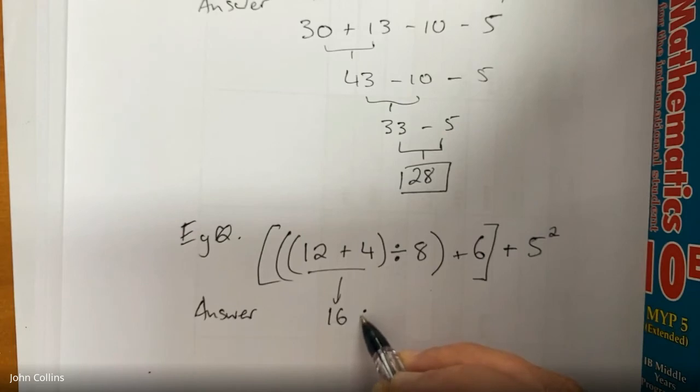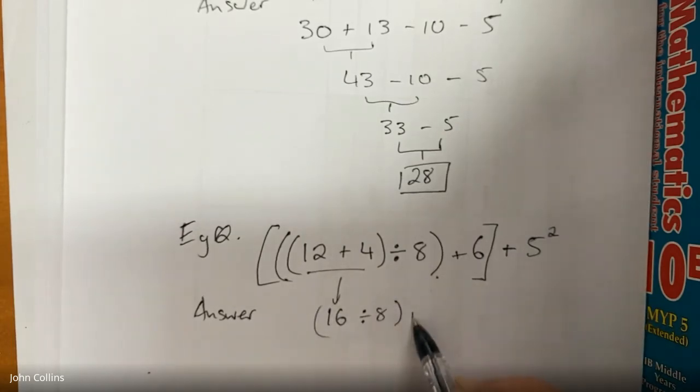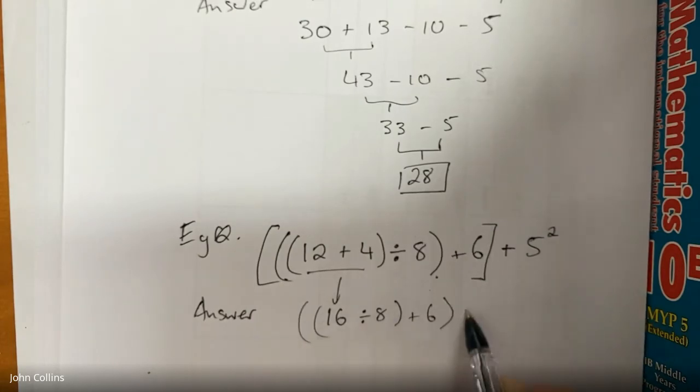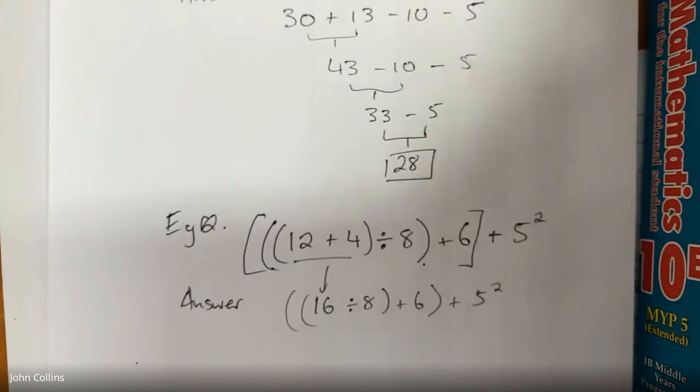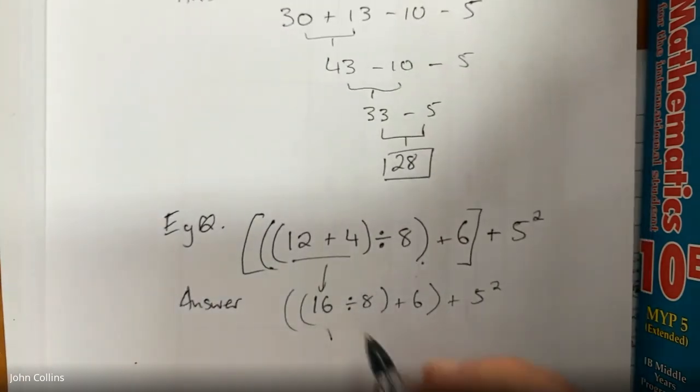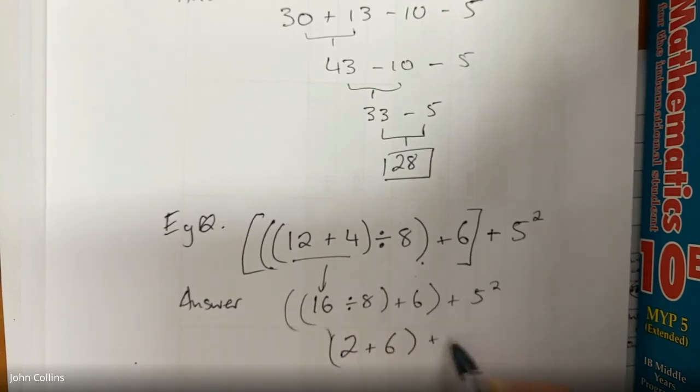And then I'm going to divide that answer by 8 in the next set of brackets, this bracket here. Then I'll add 6. And then I'll do something with the 5 squared, because you always do brackets first. Whatever's within the brackets, you must do first. 16 divided by 8 is 2. So now 2 plus 6 is left in this outside bracket, and plus 5 squared.